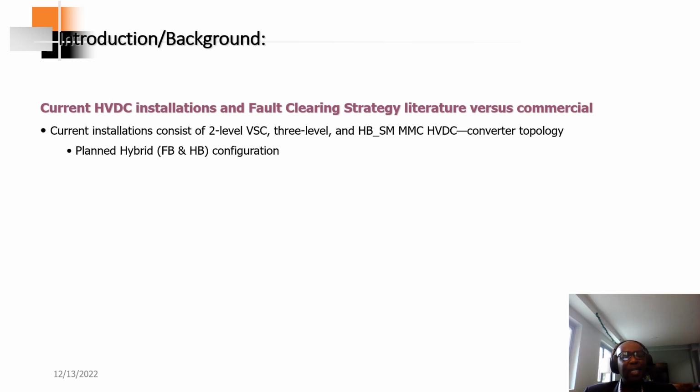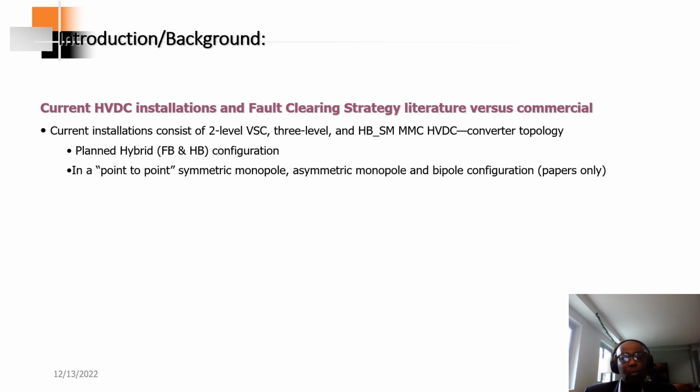There is also a planned hybrid full-bridge and half-bridge, which is a combination of that configuration that is going to be installed and put into commercial operation. And there's a reason why they are utilizing both technologies. It is to reduce cost and also to reduce switching and conduction losses, and also to lower the cost of installation of these HVDC converters. Also, for asymmetric monopole and bipole configuration, it has also been research papers only.